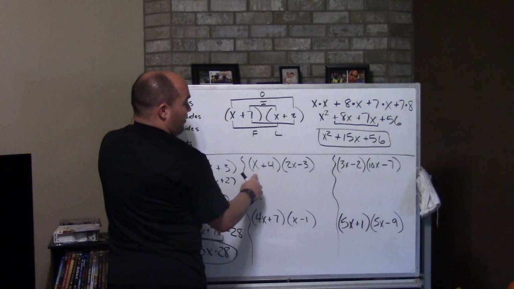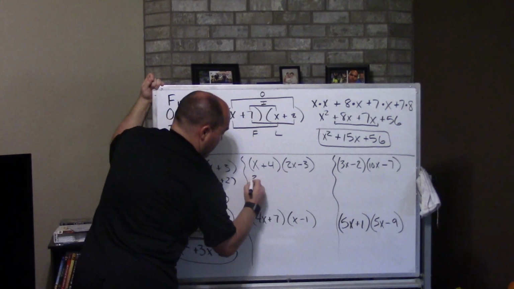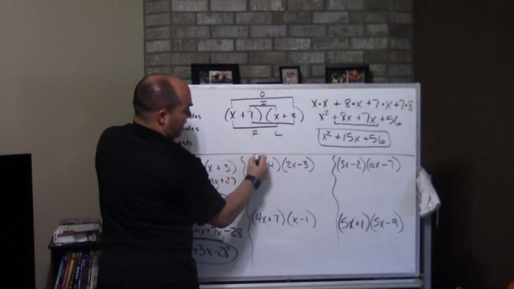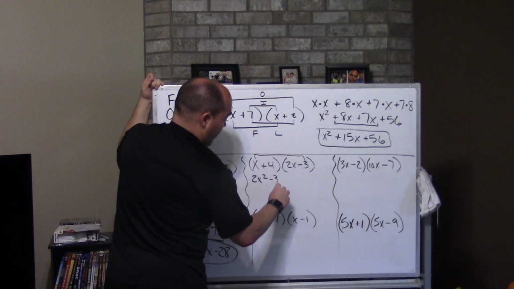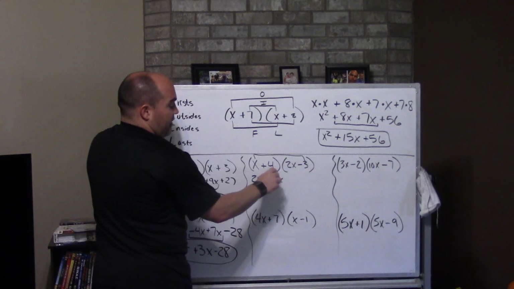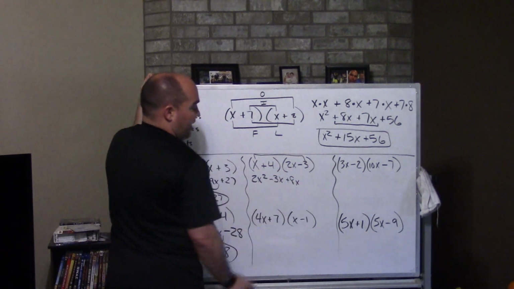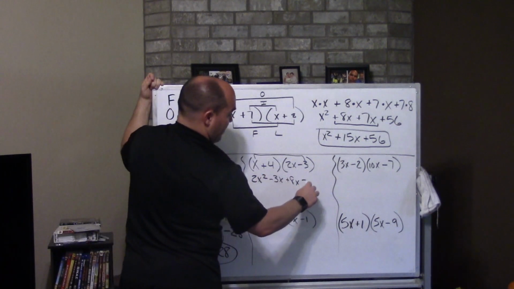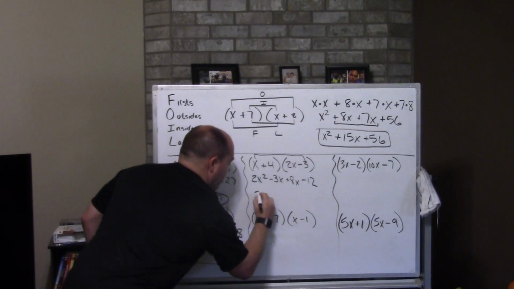Alright? So x times 2x is 2x squared. Outside is x times negative 3, so that's negative 3x. Inside is 4 times 2x now, so that is 8x. And then last is 4 times negative 3 is negative 12. So we're going to get 2x squared.